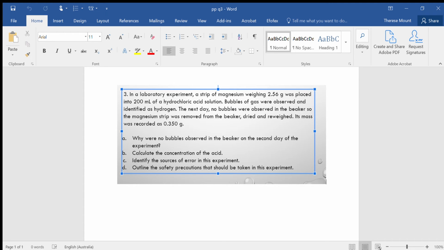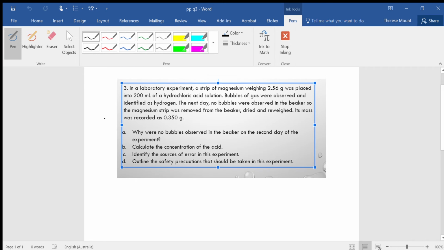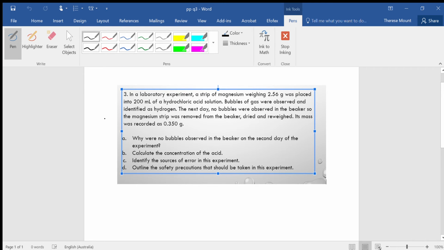Okay, so I'm just going to go through B for this question. Calculate the concentration of the acid. All right, so the first thing we need to do is write down the balanced equation for this reaction.